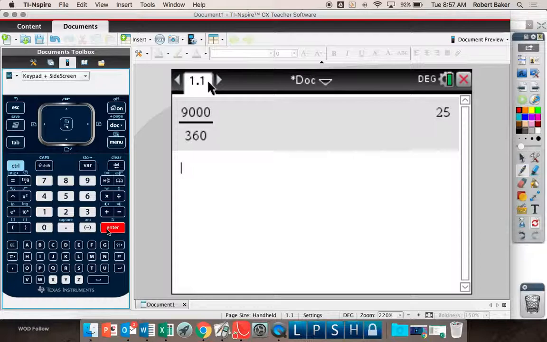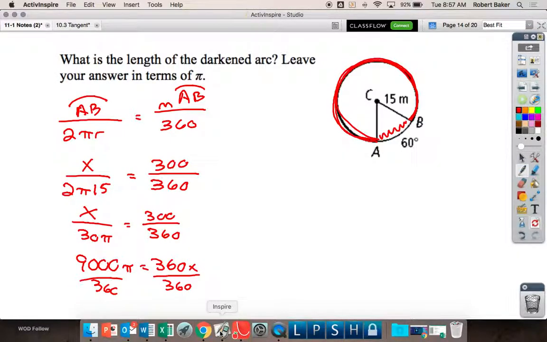Remember that there's a pi in there. There is a pi right here, so we have to keep the pi on the top. So the arc length from A to B is 25 pi. Does that kind of make sense? So if this length is 25 pi's and the whole circle is 30 pi's, how big is this piece? 5 pi's.